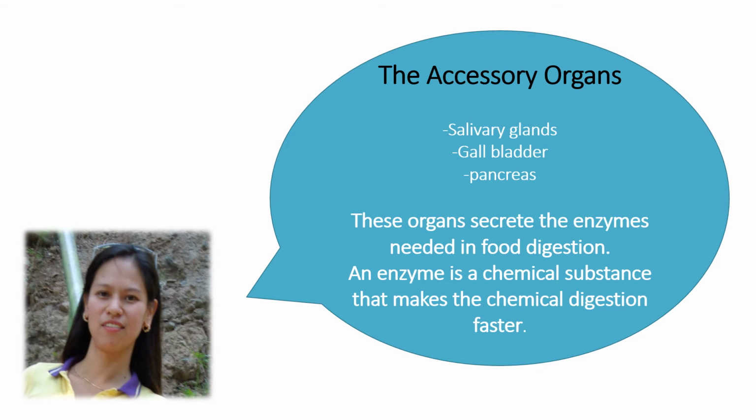Okay, we're going to discuss the accessory organs. Number 1, salivary glands. Number 2, gall bladder. And number 3, pancreas. These organs secrete the enzymes needed in food digestion. An enzyme is a chemical substance that makes the chemical digestion faster.